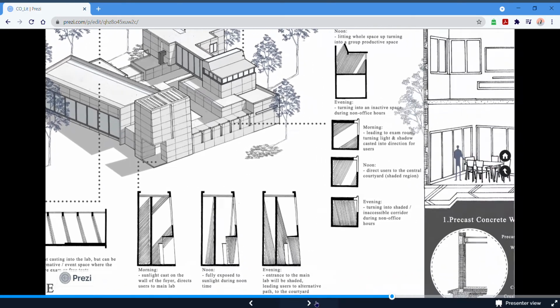And how I define this corridor space is the same as I did in my light models. Like the light can be directional as well. So this would be the corridor leading from the foyer to the examination room or the discussion room. During the morning, it leads the students to the exam room, or during the evening time, it will be totally shaded, so it will be an inaccessible space for the students.